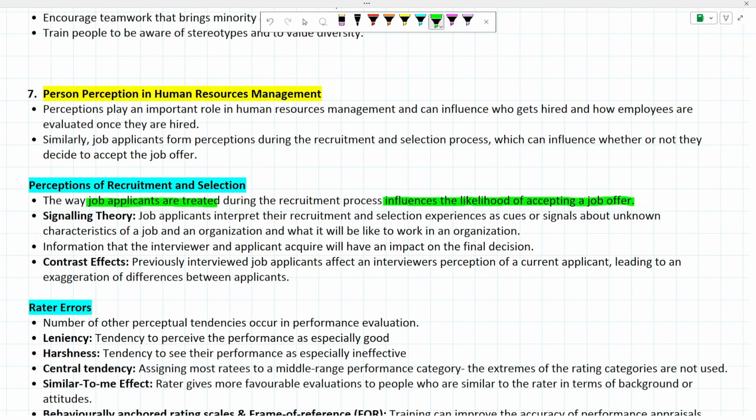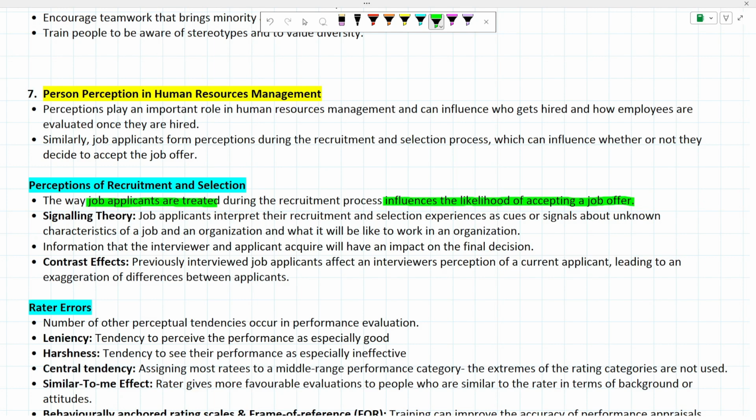So signaling theory: job applicants interpret their recruitment and selection experiences as cues or signals about unknown characteristics of a job in an organization and what it will be like to work in an organization. Information that the interviewer and applicant acquire will have an impact on the final decision.